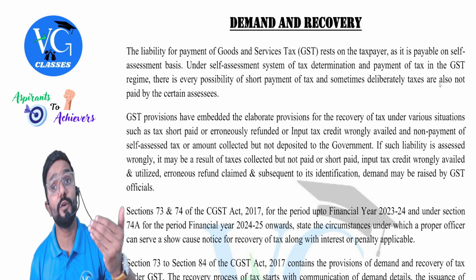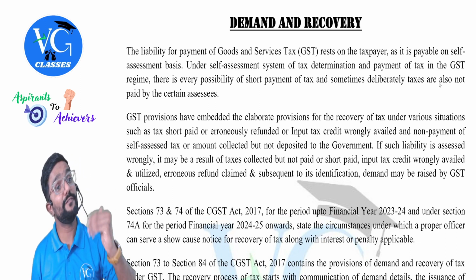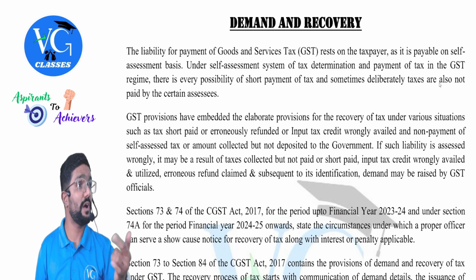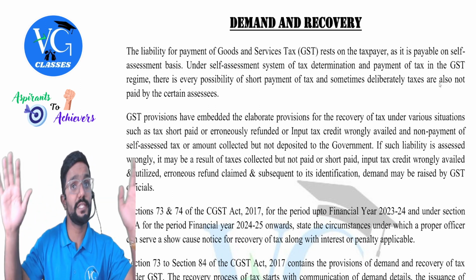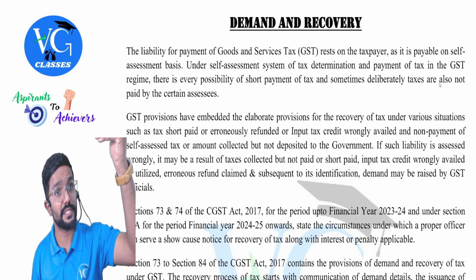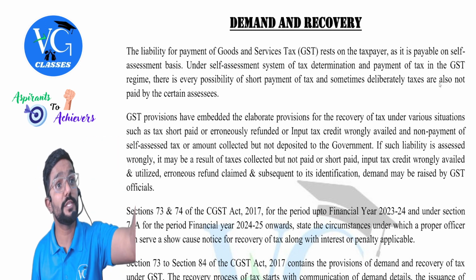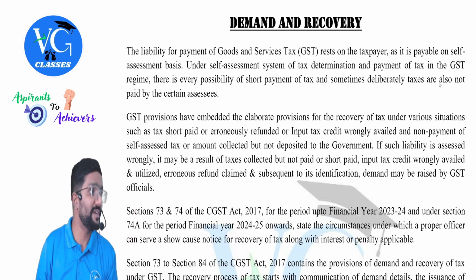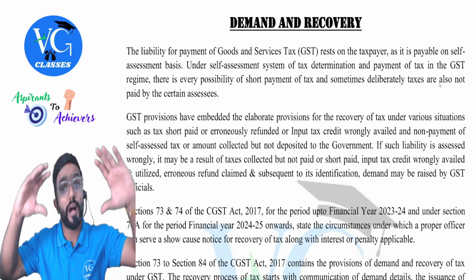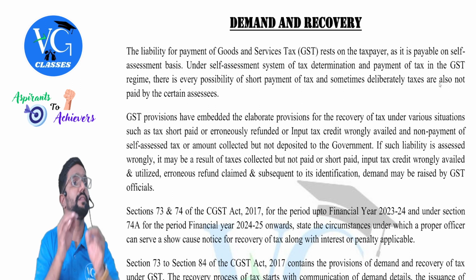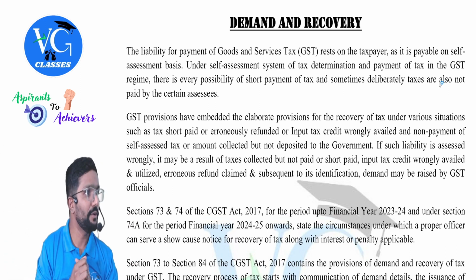If you pay before notice, how much? If you pay after notice, but within 30 days of notice, how much is the penalty? Or else, sir, after notice is also issued, he didn't pay. Final order is passed. And after the final order is passed, within 30 days, if you pay, how much penalty? Sir, after the final order is passed, after 30 days, he is making the payment. Then how much penalty? We need to understand.